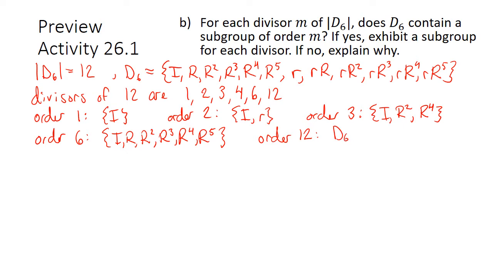But so the only question really is, is there one of order 4? So a subgroup of order 4 would be, for example, I, and then r cubed, and then little r, and then little r cubed. Okay?